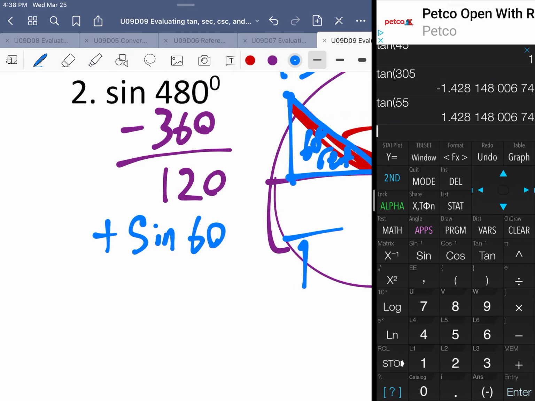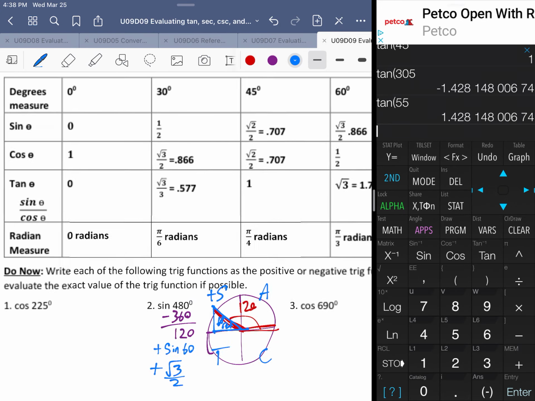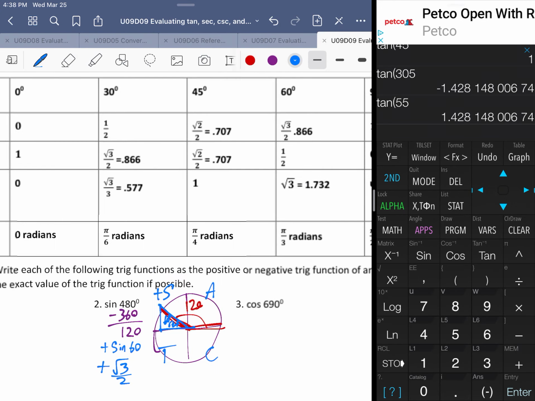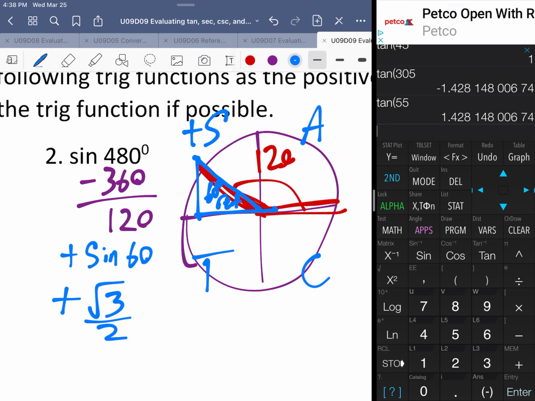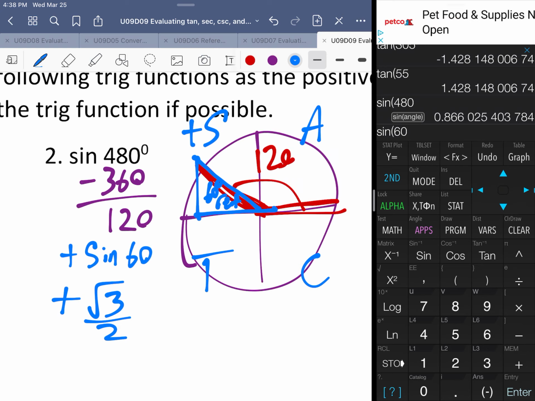And if we look at our table of values, we get the sine of 60 is equal to radical 3 over 2. Let me just check that just to be safe. Sine of 60 is radical 3 over 2, which is 0.866 in a calculator. So if I do sine of 480, we get 0.866. If I do sine of 60, I get 0.866.